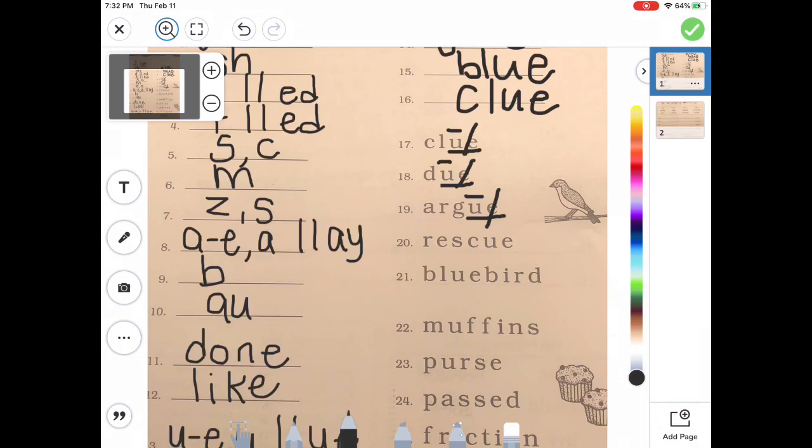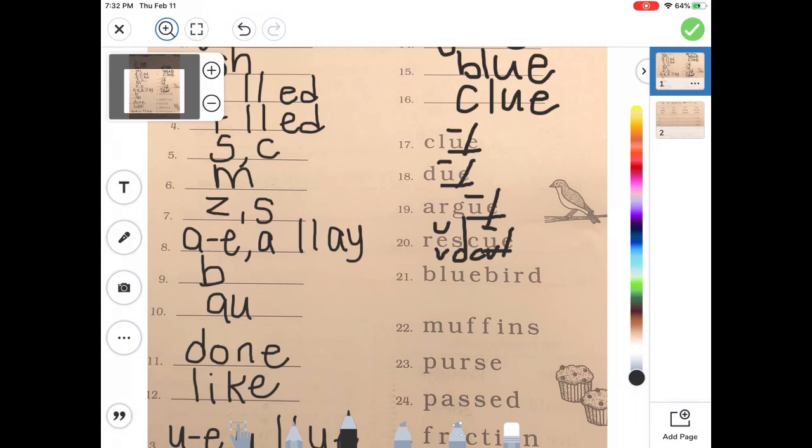Ooh, this one has more than one vowel. So I need to go ahead and find my vowels so that I can break it apart right down the middle. Then I can mark that U-E, and I can mark that E as a short. So, R-S-Q, rescue. Very good. And our last one, this is actually a compound word.